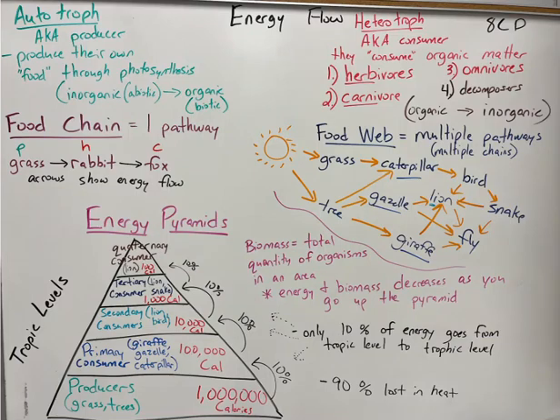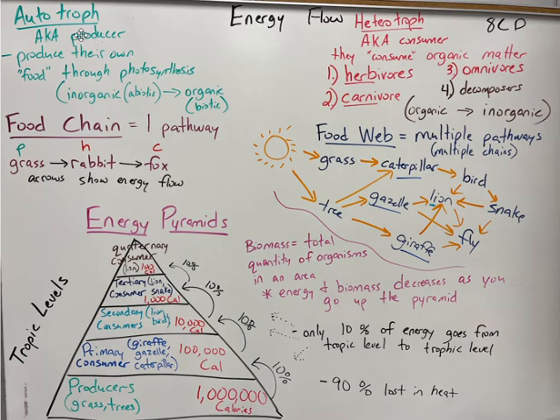Energy flow. We're going to talk about heterotrophs and autotrophs, and then food chains, food webs, and energy pyramids. So an autotroph, we've talked about this, actually all of these things you've probably talked about in elementary school, 3rd and 4th grade, and then definitely again in 7th grade. So this is a recap.